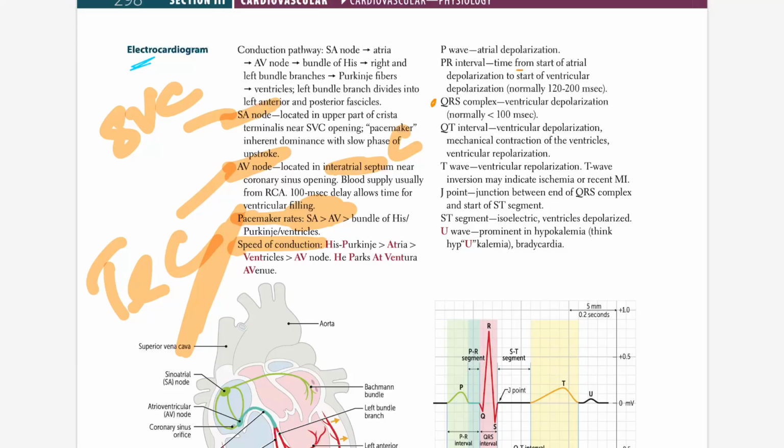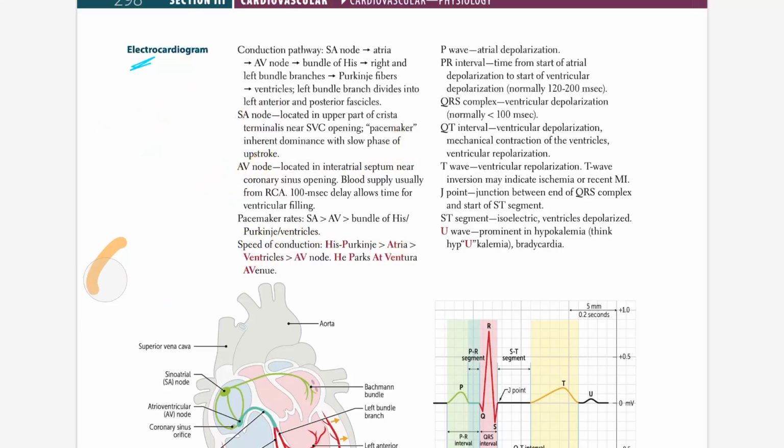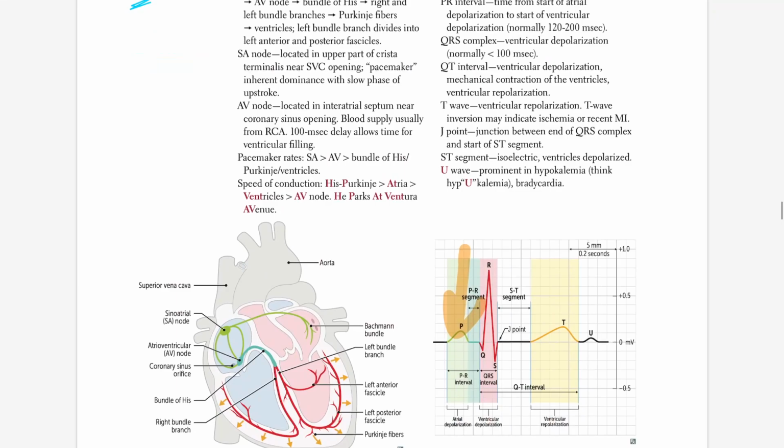Speed of conduction is another thing we normally don't think about. The His-Purkinje system has the maximum speed of conduction, then the atria, then the ventricle. To read the ECG, we have to look at the P wave. The P wave is right here. It is all about atrial depolarization, while the QRS complex is all about ventricular depolarization. The T wave is about repolarization.